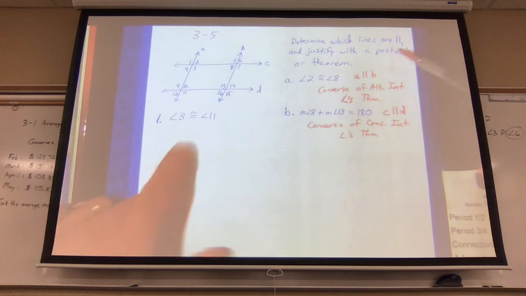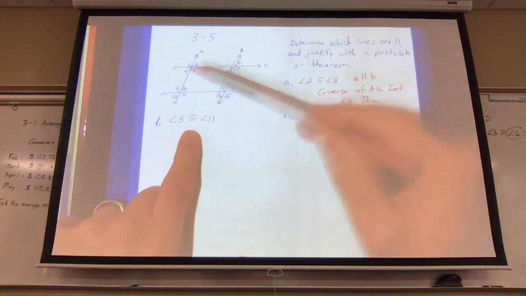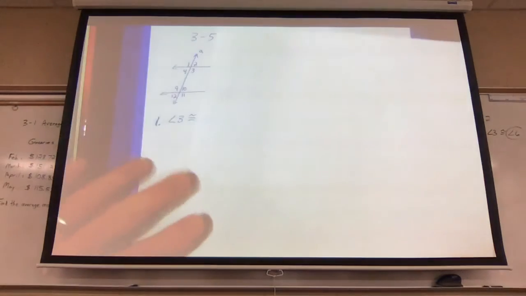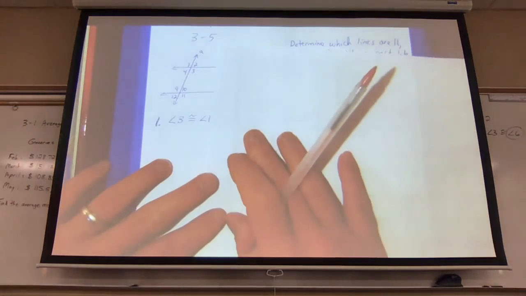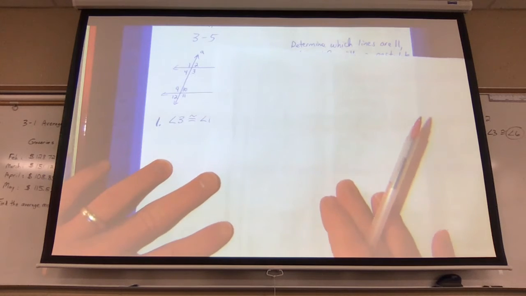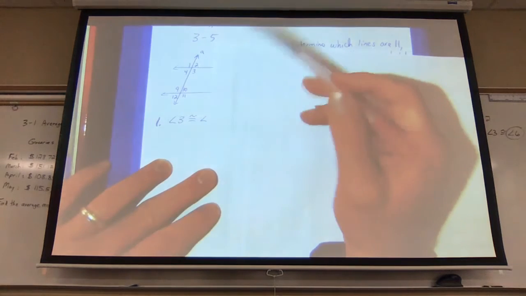Okay, angles 3 and 11 are going to be congruent to each other. They're over here on the left-hand side of the picture. So what I'm going to do is cover up the right-hand part. A lot of you weren't covering up the right-hand part. When you don't do that, it makes it harder to see what's going on. So if it helps you, cover up the right-hand part.